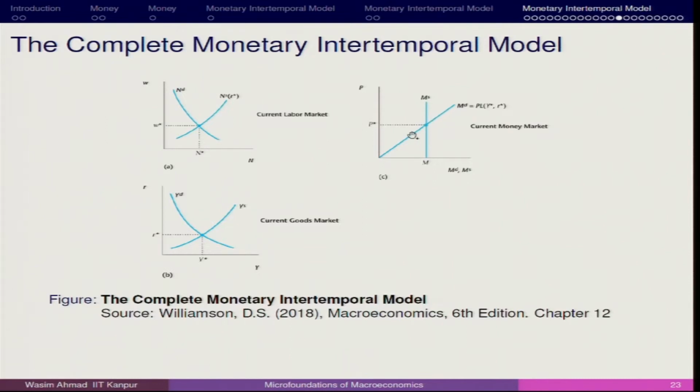Overall it looks very clear and clean how the monetary intertemporal model works. But it will be good to see, when we change the money supply M, whether this leads to a change in what we call the goods market and the labor market.